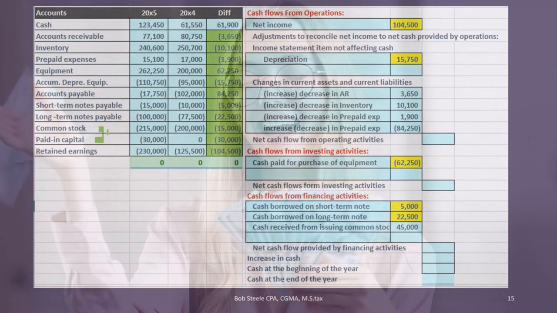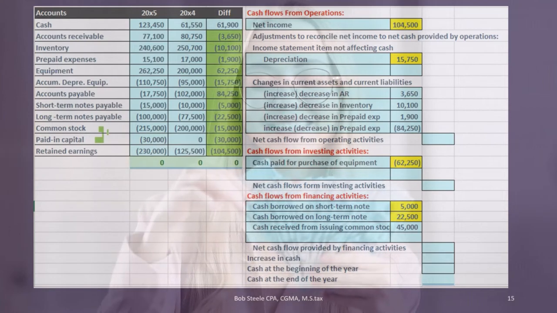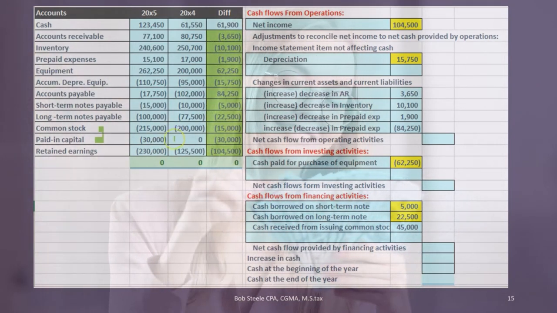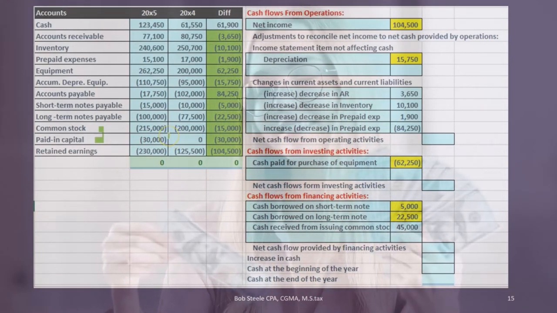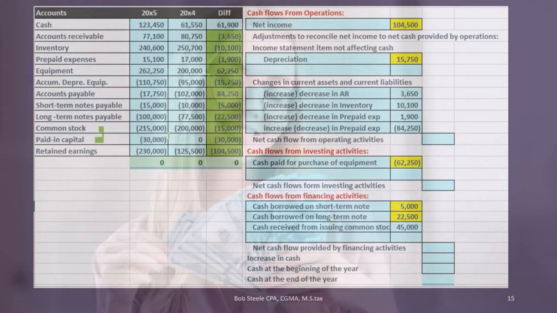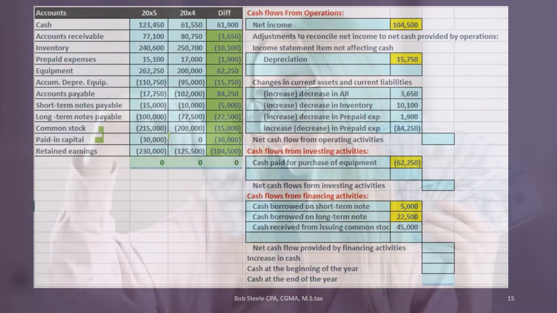Of course, in an example problem, we want to have an example of the common stock changing so we can put it in the example problem. So it went from 200 up to 215, meaning we issued stock. So we issued more stock, got more investments in the company in that way.